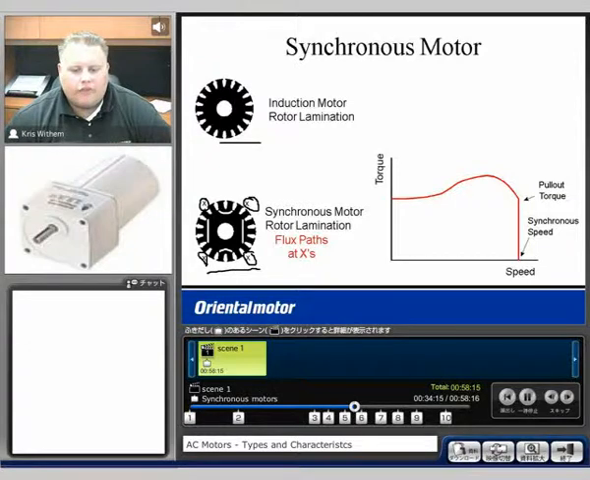So if we look here, we have our speed on the X and the torque on the Y. We maintain our torque at our speed, and then at a certain speed, usually due to either gear head efficiency or with the round shaft type motor, it just drops off. This is where the maximum or the most efficiency of the motor is.